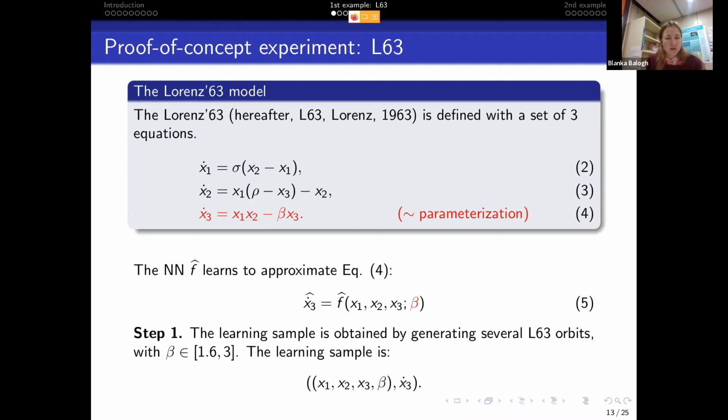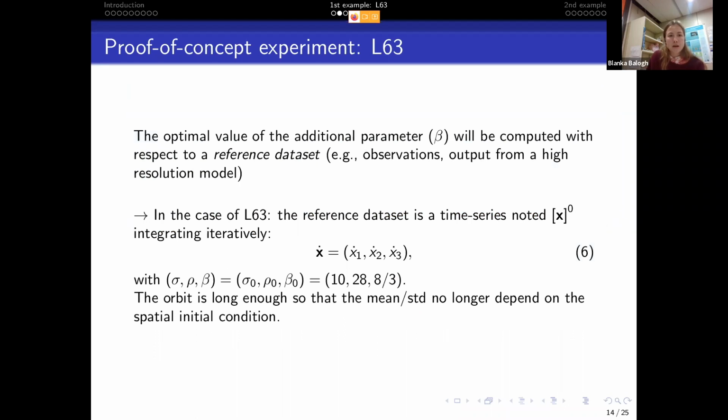Then we apply the first step, and the learning sample will be obtained by generating several L63 time series, also called orbits, which we have generated using several values of beta and x1, x2, x3. The learning sample will look like this: x1, x2, x3, beta, and x3 dot, so the time derivative of x3. The parameter theta that we will optimize will be here beta, and the optimal value will be computed with respect to a reference data set.